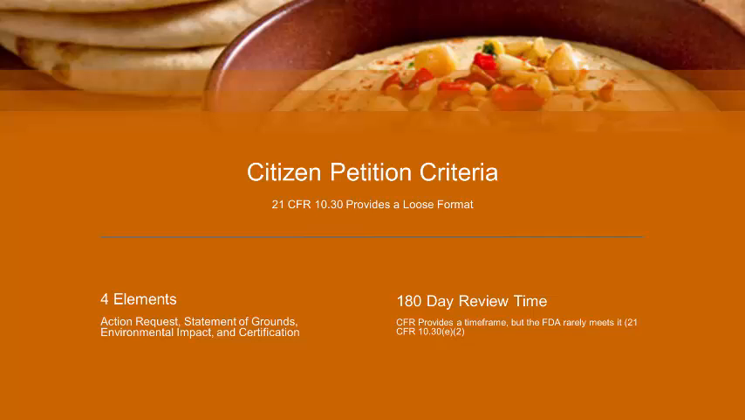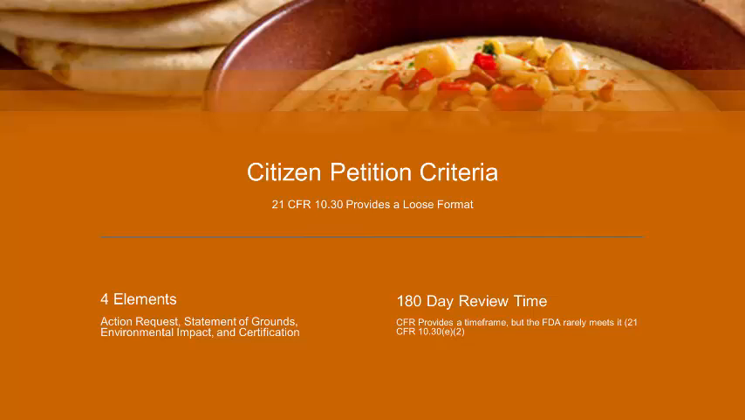Also in 1030, we see that there is a 180-day review time. And the FDA is required by the regulation, its own regulation, to provide a response in 180 days, either reject, accept, so on. But as we'll talk about in the pros and cons of this particular model, this vehicle for getting the FDA's attention, 180 days is rarely met. It's on occasion met, but very rarely.